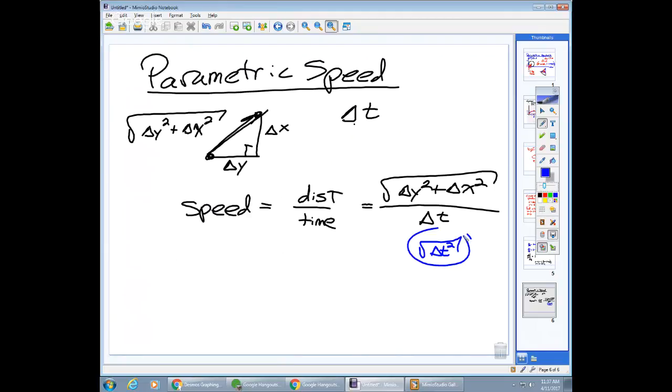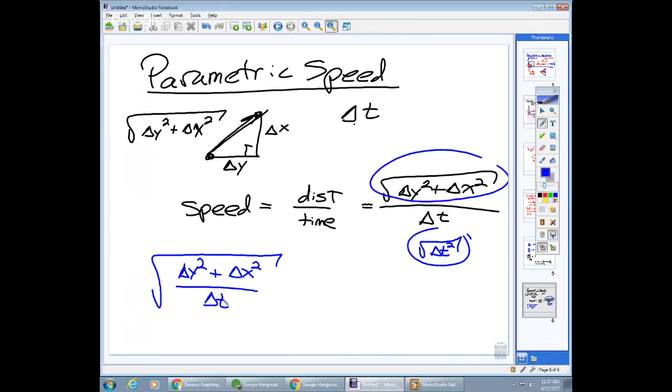Putting this together with that in the division, then I could consider my speed to be delta y squared plus delta x squared all over delta t squared. Because everything's positive here, I can put it all together. Since both of these are divided by delta t squared, then I can rewrite this one more time and say, hey, what I really have here is delta y over delta t squared plus delta x over delta t squared, all squared, inside the square root.